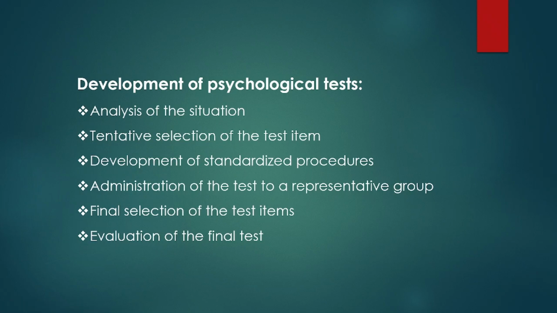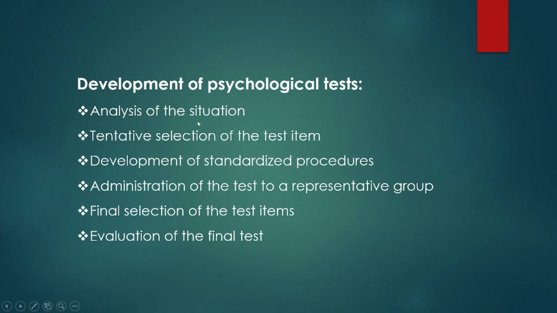First of all, how the analysis of the situation takes place. It involves the detailed analysis of the psychological process required for the successful performance of the test. How the test will be performed successfully. Here we will analyze the situation and we will start the task. Second one, tentative selection of the test items.